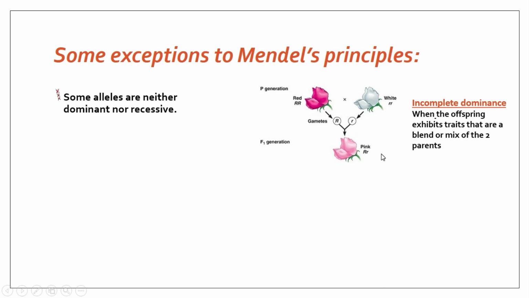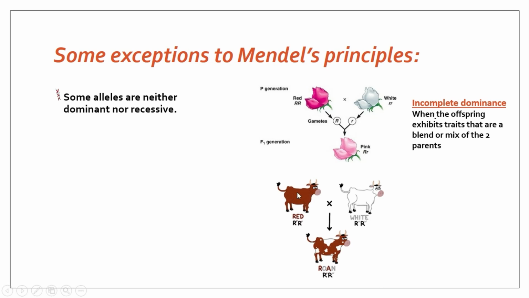Incomplete dominance is a kind of dominance in which the offspring exhibits traits that are the blend or mix of the two parents. Or look at this picture. There is a red car and a white car. Their offspring is representing both colors equally. So in this position, again, we cannot identify the dominant and recessive alleles. This is representing codominance, in which both of the alleles are expressed in the heterozygous.